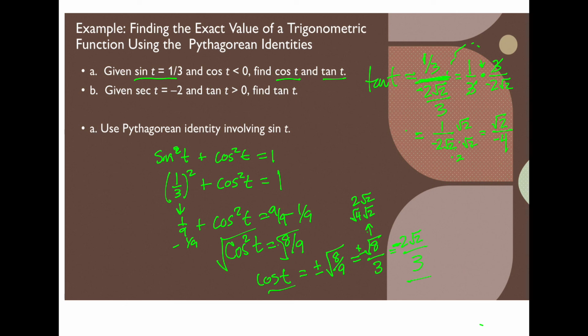So both tangent and cosine were negative. And we know that happens with tangent in the second and the fourth quadrants. So we know that that is correct.